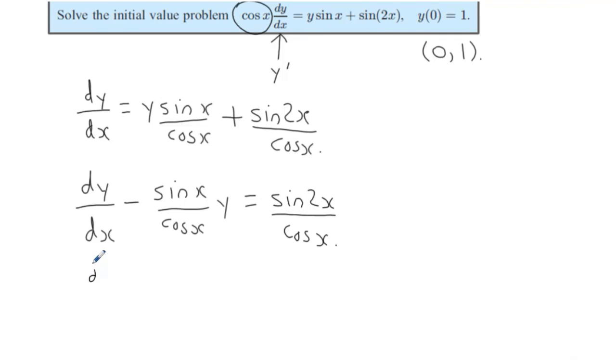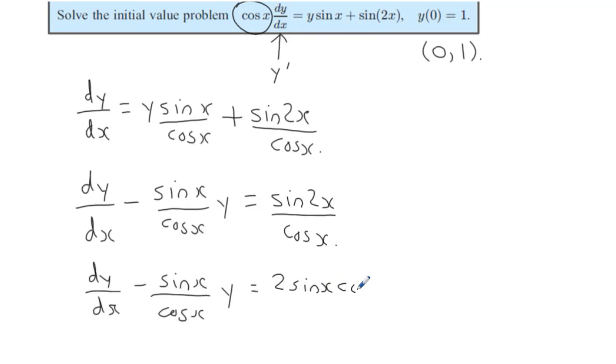So dy by dx minus sine x over cos x times y equals, for sine 2x, we use a double angle identity. There's only one for sine 2x. It's 2 sine x cos x. So that's over the cos x. And those cosine x's, we can cancel those out.